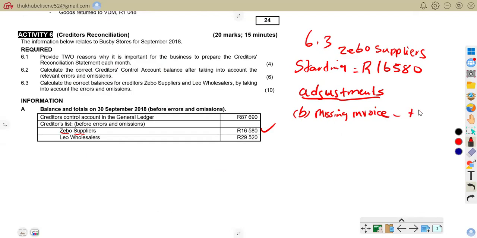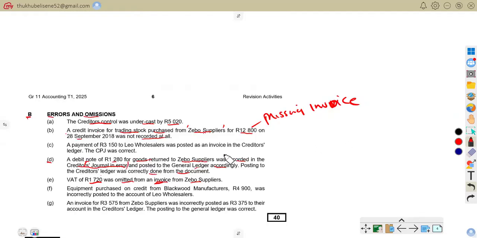That is 12,800. So now let us go and see any adjustment that talks about Zebo supplier. Okay. We can see now C is a payment of 3,000 to Leo wholesalers. You can see that it doesn't affect Zebo supply. Coming to D, a credit note for return for Zebo suppliers was recorded in creditors journal and then posted to general ledger accordingly. So now we are not going to do that.